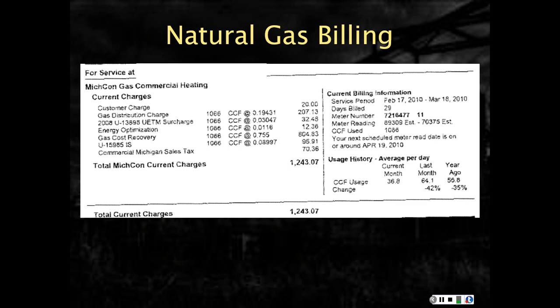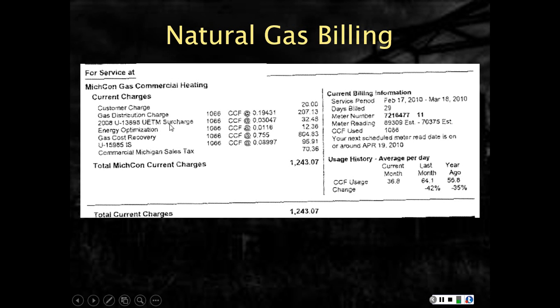If we take a look at a natural gas bill, you'll notice a lot of the similar things that we have in an electrical bill. There's actually a customer charge. And you notice if you slide all the way across this bill, in this case it was $20, it's not based on the amount of gas used, just like electricity. This is a flat rate. Just like electricity, then there's a gas distribution charge for the gas used. In this case, this customer used 1,066 CCF, 100 cubic feet.